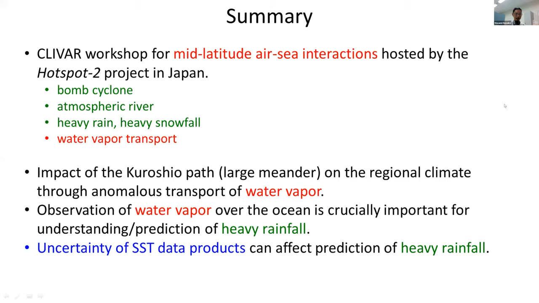The first one is the impact of the Kuroshio paths on the regional climate through anomalous transport of water vapor. And we have been conducting the observation of water vapor over the ocean, because that is crucially important for understanding and prediction of heavy rainfall. Also, one numerical experiment showed a possible impact of uncertainty of SST products on heavy rainfall.